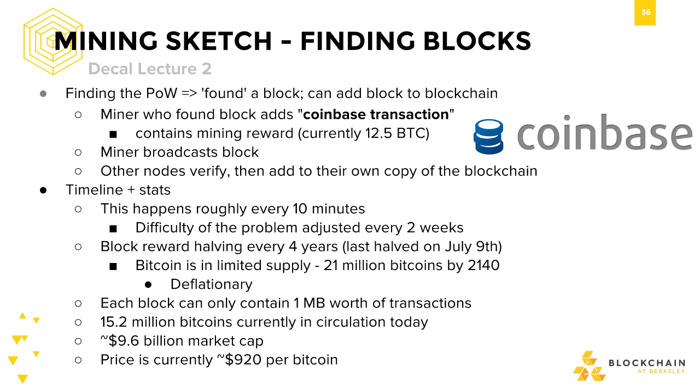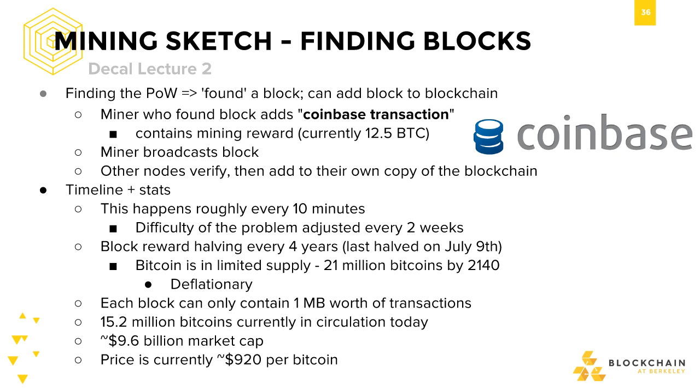So some of the timeline and stats: this happens roughly every 10 minutes or so, and I say roughly because it's on average every 10 minutes. How they make it on average every 10 minutes is they adjust the difficulty of the math problem that these miners are solving, so that on average it takes the entire network 10 minutes to solve each math problem. The difficulty of this problem is adjusted every 2 weeks so that we can have a consistent creation rate of Bitcoin. Every 4 years, the block reward halves. So this implies that Bitcoin is a deflationary currency that is in limited supply and will have the full set of Bitcoins produced by the year 2140.